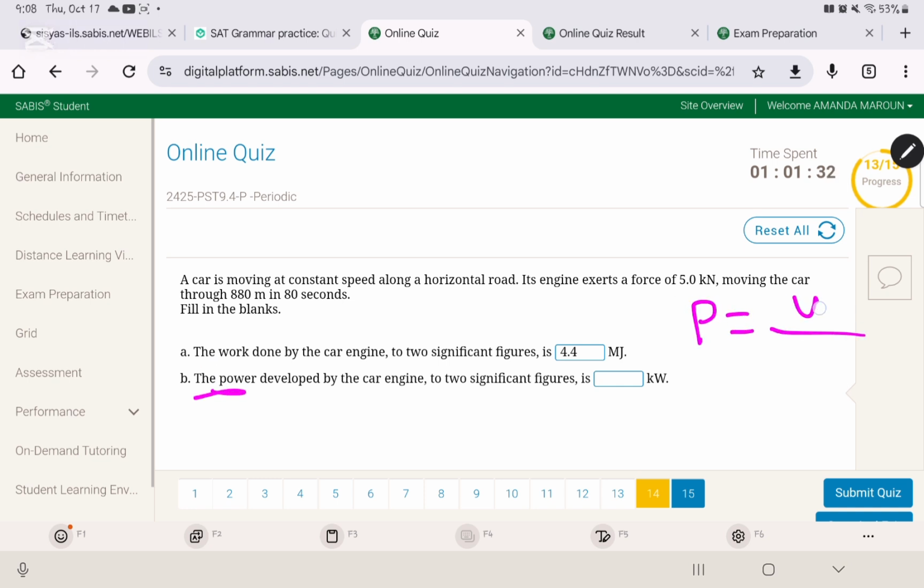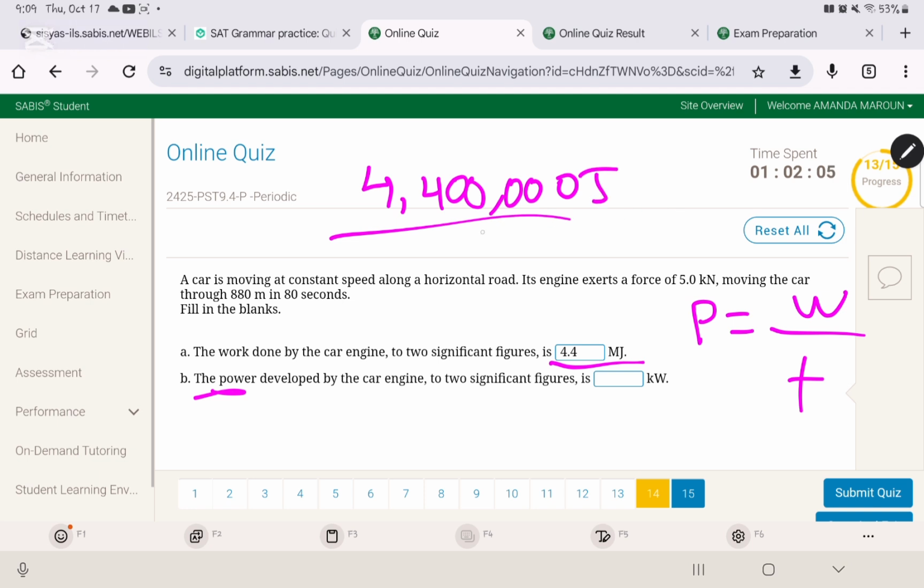Okay? Now, the power is what? Power is work over time. How much work you can do in a specific amount of seconds. If you can do a lot of work in a short amount of time, you have lots of power. You're really strong then. If you can do the same work but in a bigger amount of time, you will have less power. This is what power means. Now, we got our work, which is 4.4 megajoules, which is 4,400,000. What a big number. Joules divided by the time, which is 80 seconds.